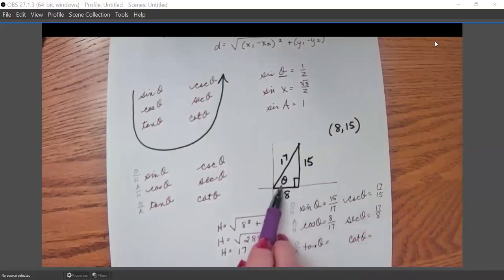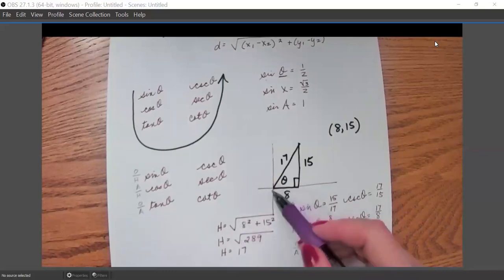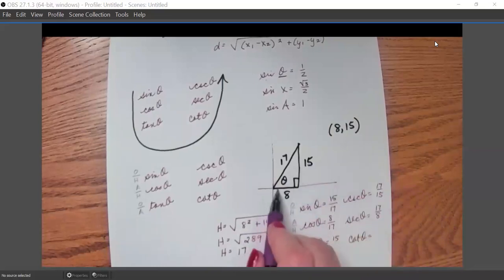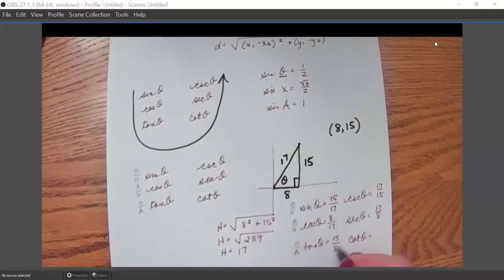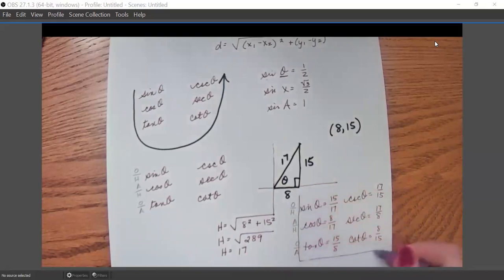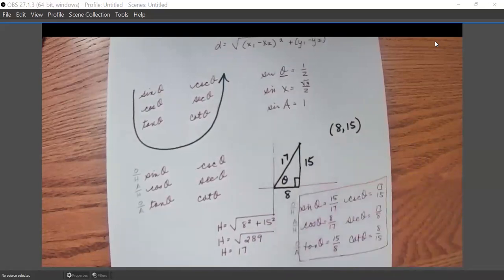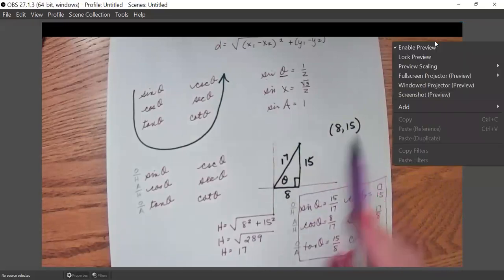And the tangent of theta is the opposite side over the adjacent side. So if my tan is 15 over 8, that means my cotan is 8 over 15. And I will put a box around this. This is my answer. These are the 6 trig functions for the angle that goes through the point 8, 15.